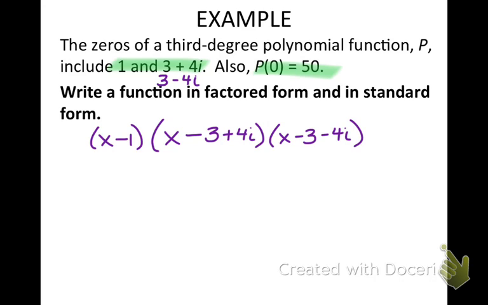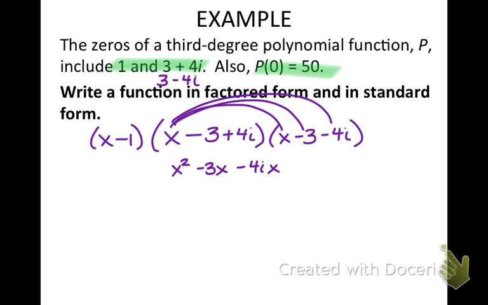So there are your 3 factors. To make this look nicer, do the ugly part first. Which 2 factors are the ugliest? The last 2, right? And this is just a whole lot of multiplying. The beauty of it is all the ugly stuff's going to go away. So let's start here. X times x is x squared. X times negative 3 is negative 3x. X times negative 4i is just negative 4ix. Don't make it any harder than that.